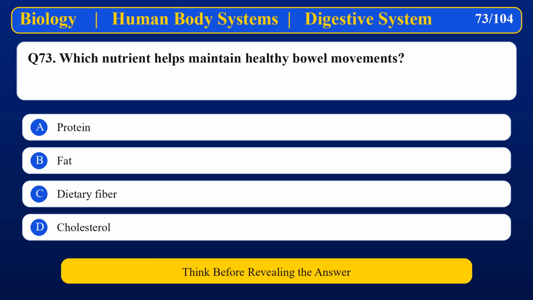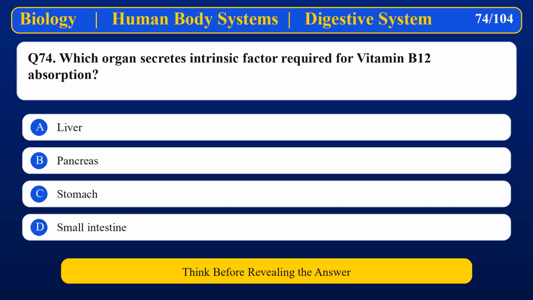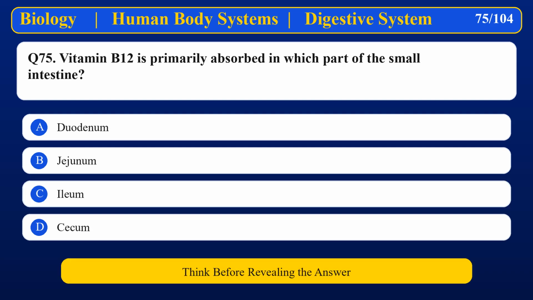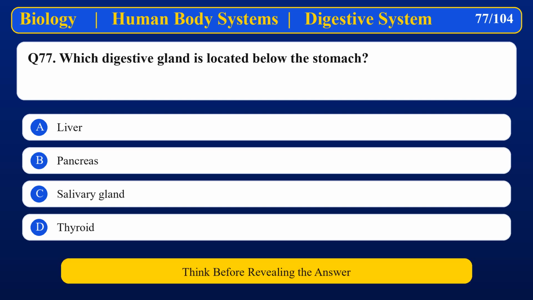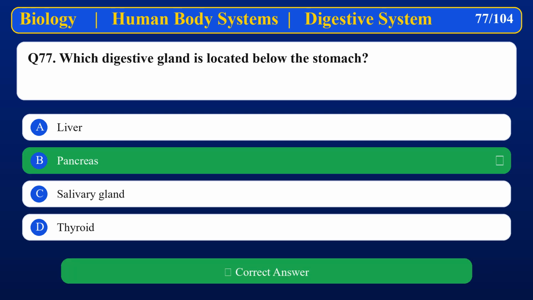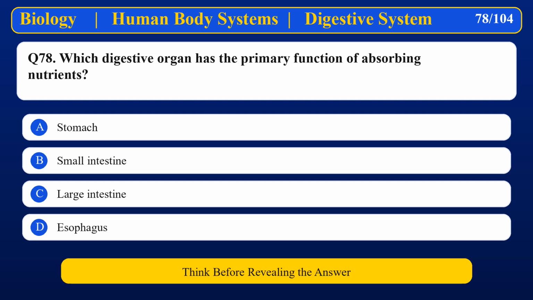Which nutrient helps maintain healthy bowel movements? Dietary fiber. Which organ secretes intrinsic factor required for vitamin B12 absorption? Stomach. Vitamin B12 is primarily absorbed in which part of the small intestine? Ileum. Which of the following is not a part of the alimentary canal? Liver. Which digestive gland is located below the stomach? Pancreas.